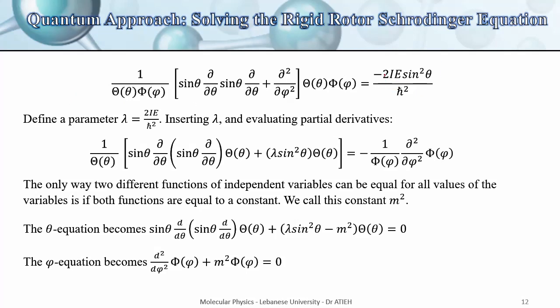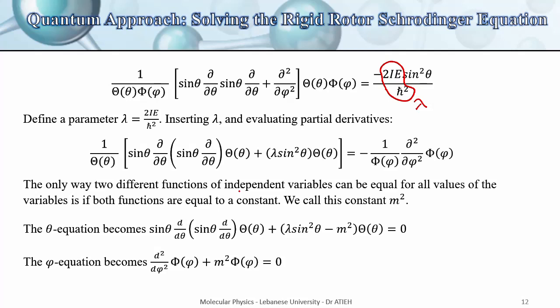Now let's call 2IE over h bar squared lambda. Lambda is an arbitrary parameter. It has nothing to do with the wavelength of light. It's just a parameter to show that it is the multiplication of different constants together. Substitute lambda here and rearrange the equation, grouping theta and functions of theta on one side and phi on the other side. We can see that we are able to separate variables, each one to one side.